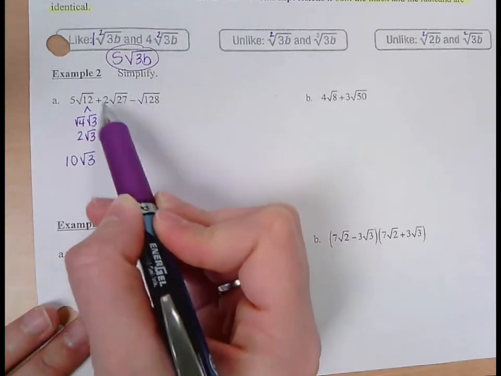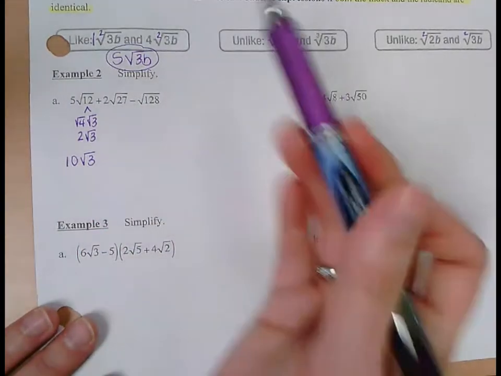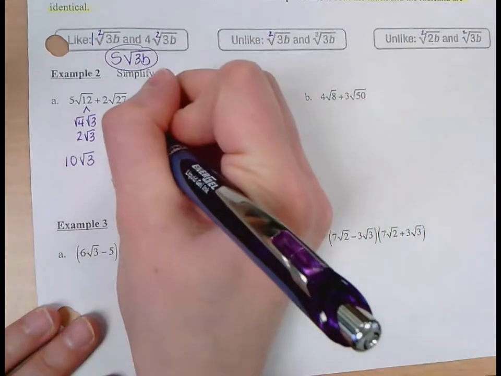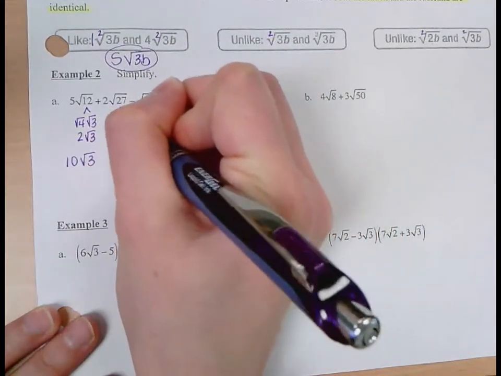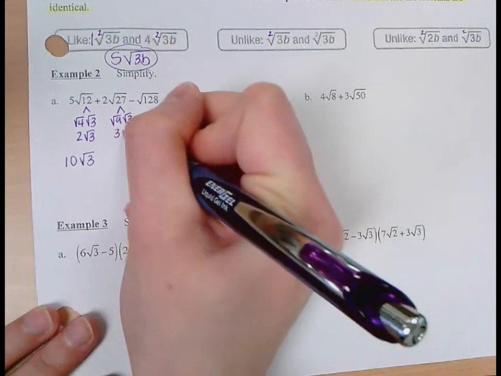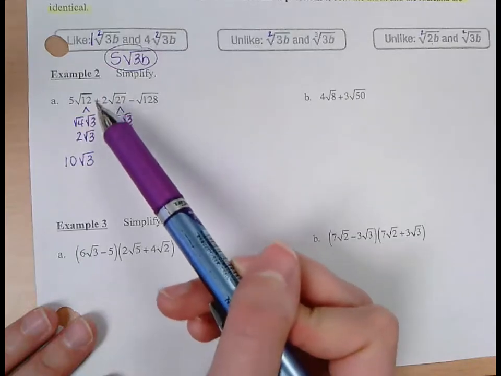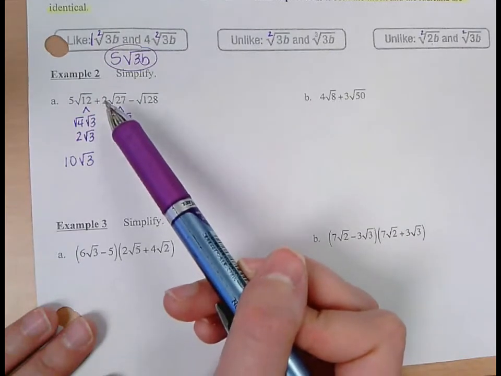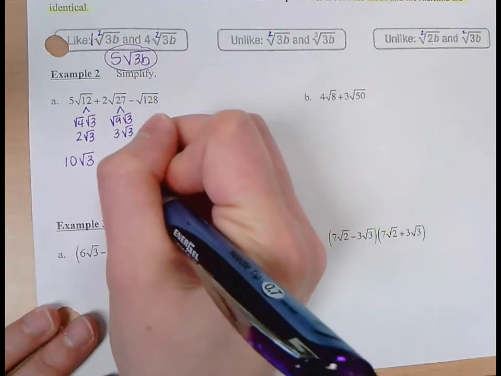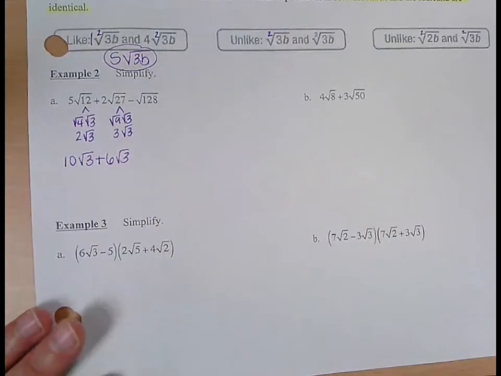I can then do the same thing to the middle term. Is there a perfect square that goes into 27? So can I split 27? 9 and 3. So square root of 9, square root of 3. Square root of 9 is 3. So it's 3 square root 3. And then because of the 2 that's multiplied in front, I can multiply the 2 by this 3. So that would be 6 square root 3, and that term was being added.